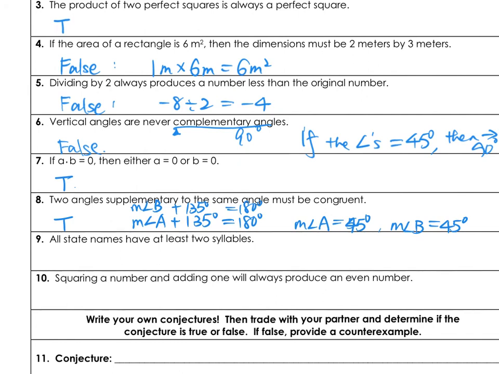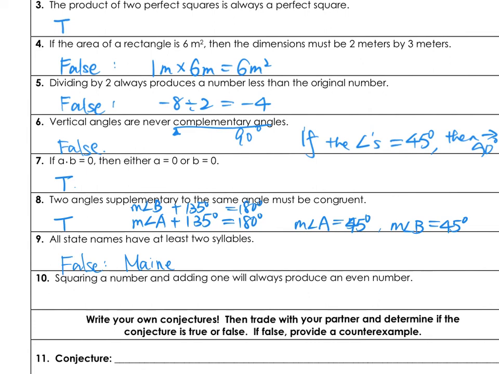So let's look at number 9. All state names have at least 2 syllables. I don't know. Is that true? I think Maine only has 1, right?